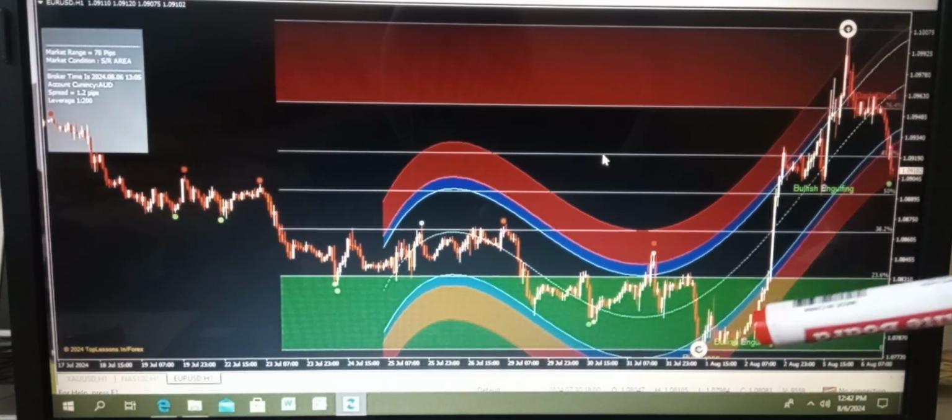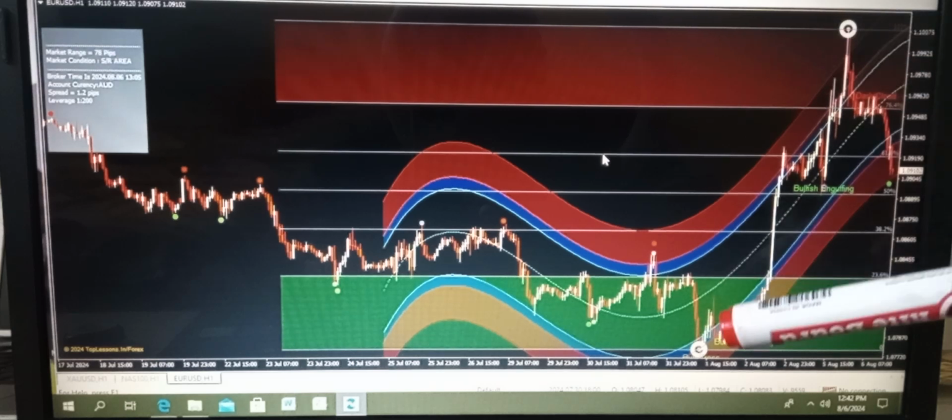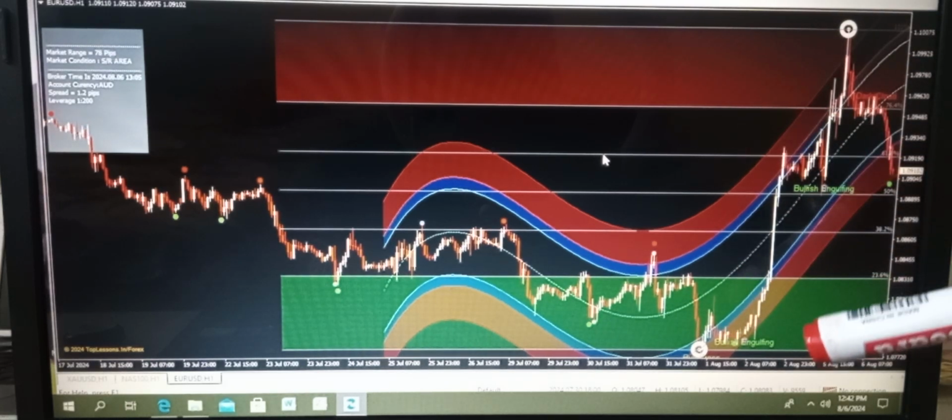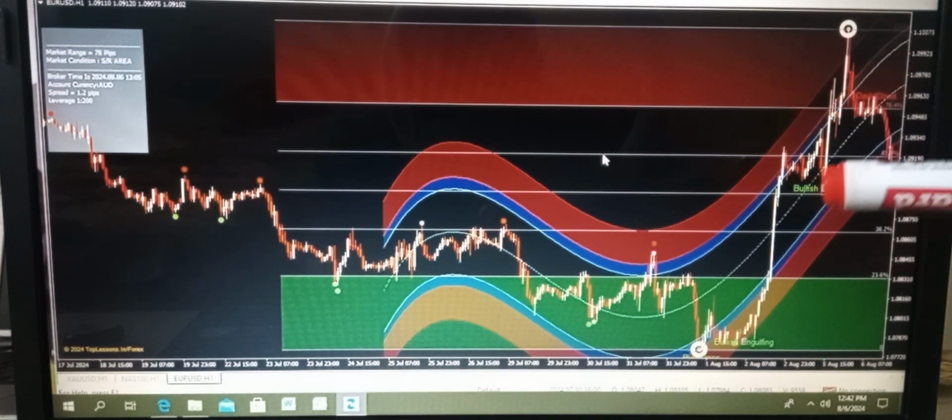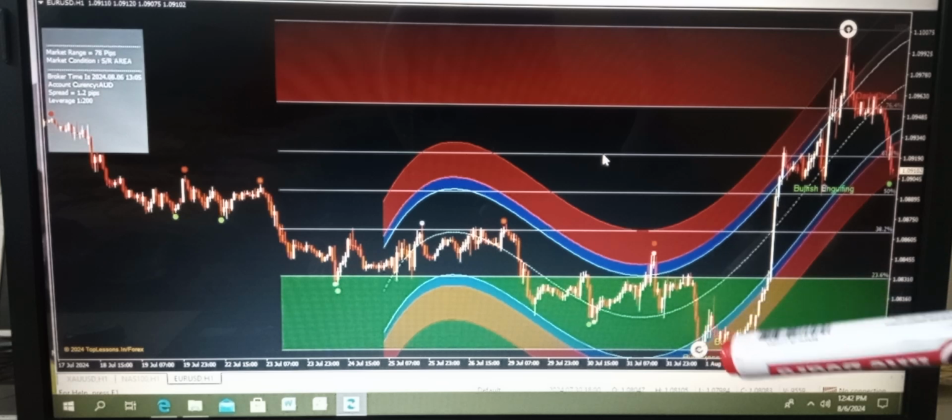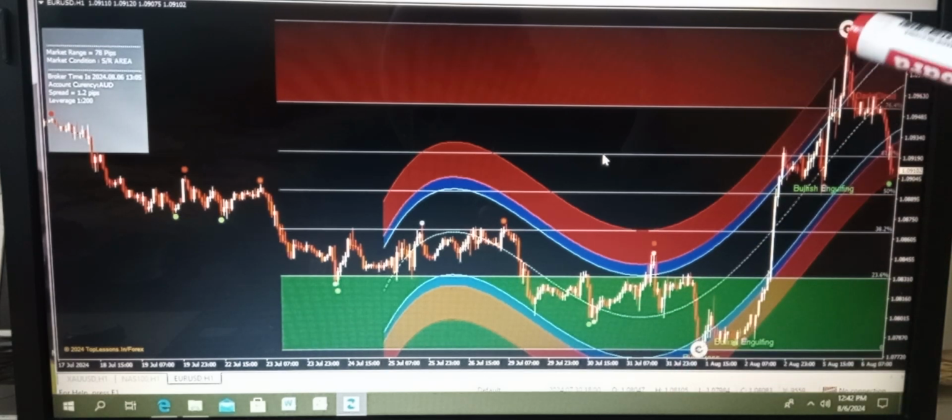This is for those who are trading based on price action entries, those who are trading levels of support and resistance, those who are taking signals at the support, and those who are taking signals at the resistance.